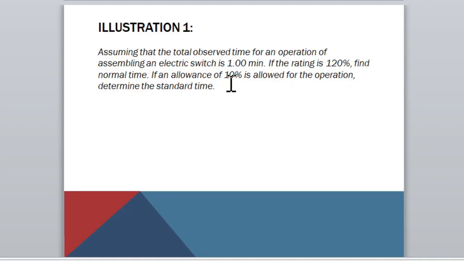Illustration 1. Assuming that the total observed time for an operation of assembling an electric switch is 1 minute, and the performance rating is 120%, meaning the operator exerts too much performance. Find the normal time. If an allowance of 10% is allowed for the operation, determine the standard time. Okay, now we need to compute the normal time first.